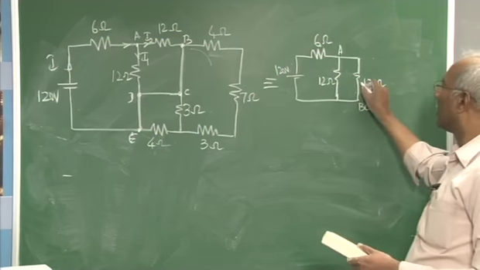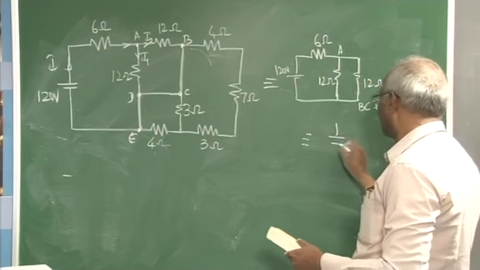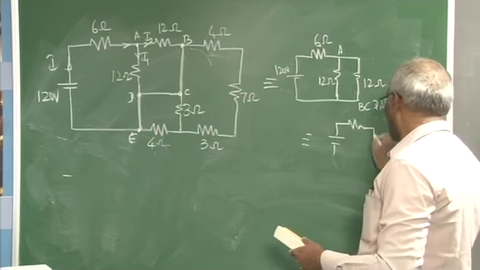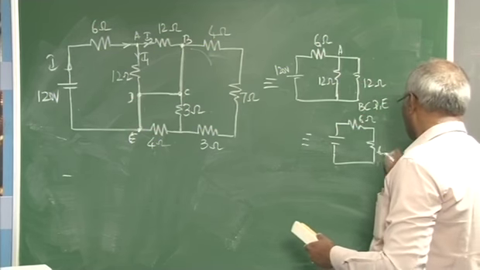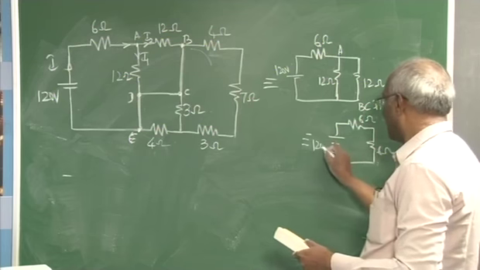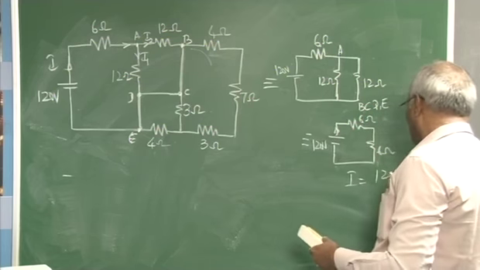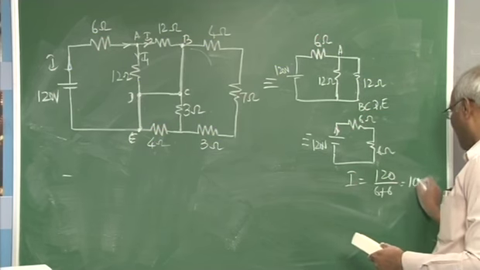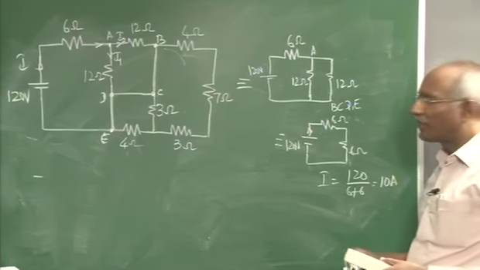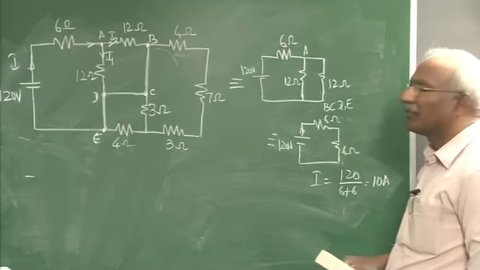These two being in parallel, the total resistance can be reduced to one resistance. This is 6 ohm, this also 6 ohm, this being 120 volt. The current is obviously I equal to 120 divided by 6 plus 6, that comes to 10 amperes. So that's the current. The same problem can also be analyzed in a slightly different way.